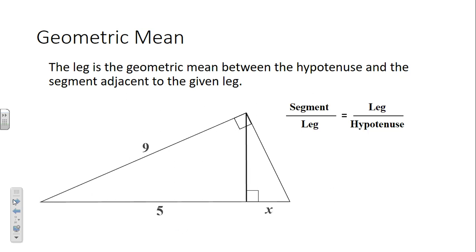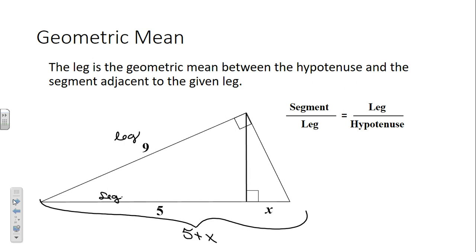All right, last example. What part is 9? Of the big triangle in general, what's 9? A leg. Okay. So this is the leg. This is the segment that's adjacent to it. Right? And what's our whole hypotenuse? 5 plus x. Okay?